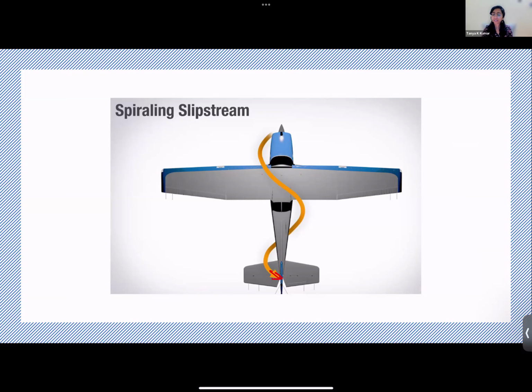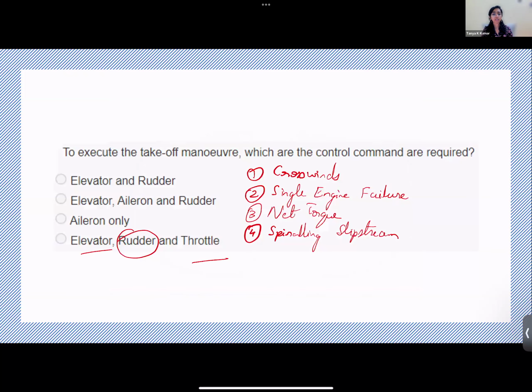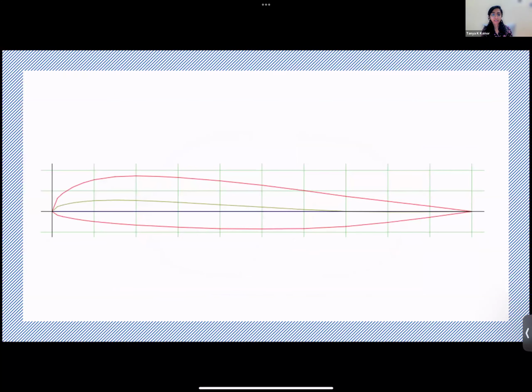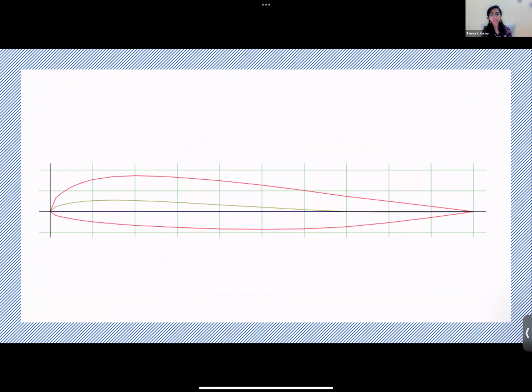So maintain direction is the right answer, but what are the reasons why the direction would not be maintained? So this is the spiraling slipstream. These are some of the reasons why the rudder is deflected. So you need to have the elevator, rudder, and throttle during takeoff. All right. Now just have a look at this airfoil cross section. Observe it carefully, and then we'll look at some questions regarding this.